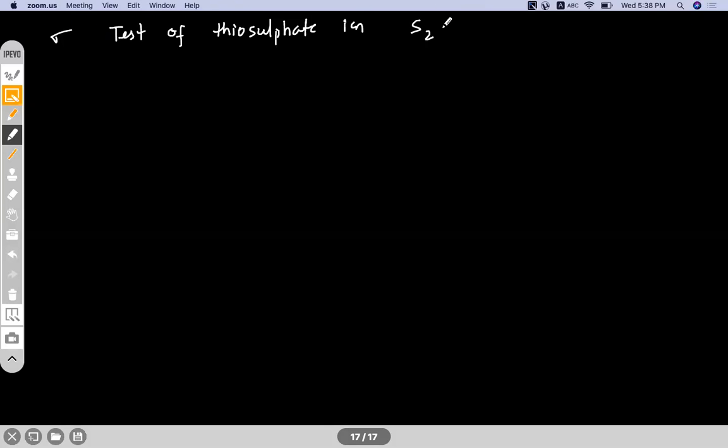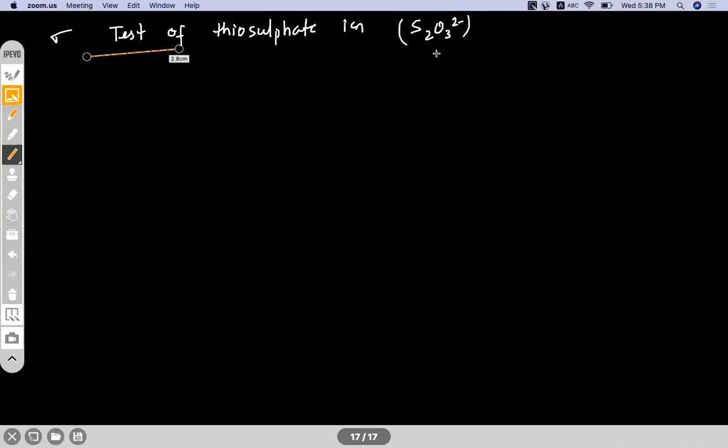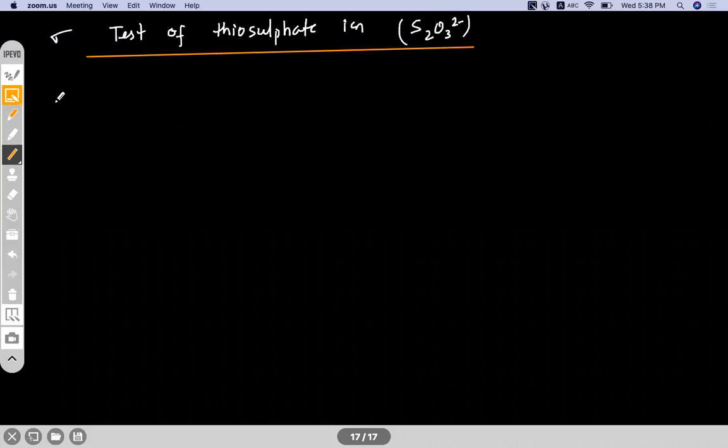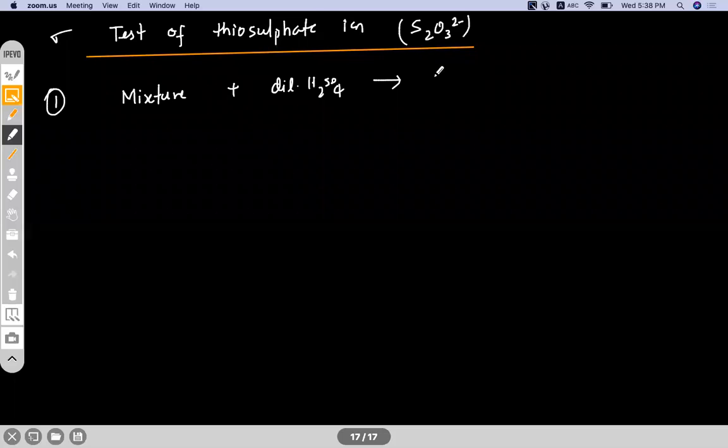That is S2O3 2 minus. The first observation here, experiment and observation: we have that mixture, and we add dilute H2SO4 here. What we get is a colorless gas.